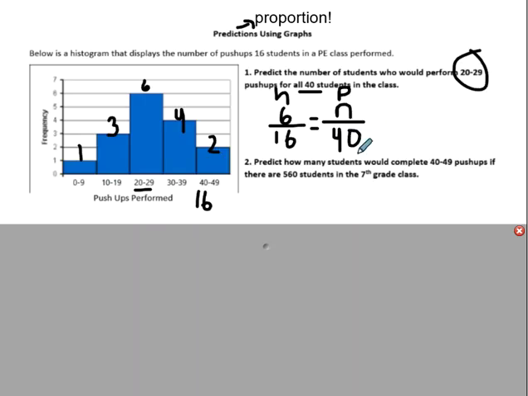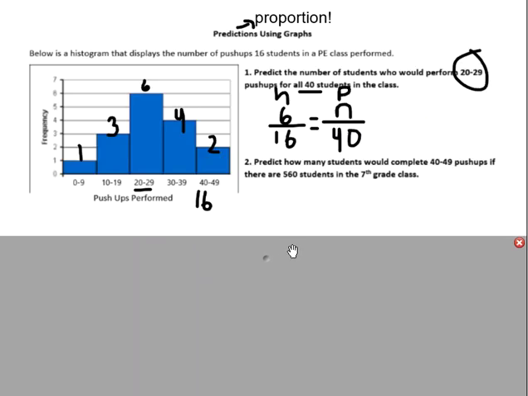Okay, so go ahead and cross multiply with that, and then you can write your answer on the side. I'll be around to check those in a minute.